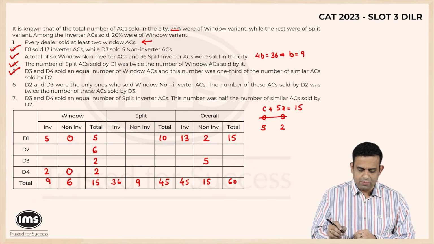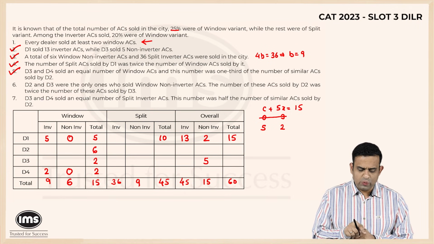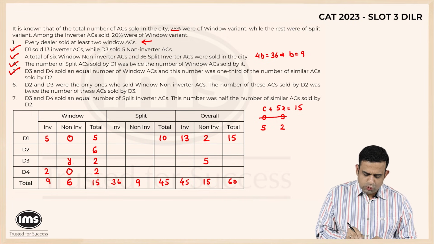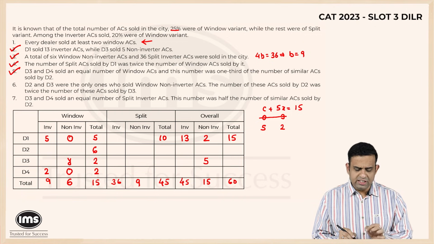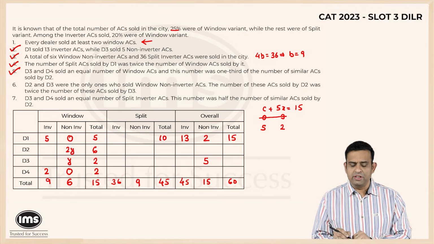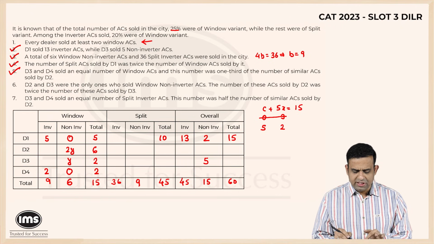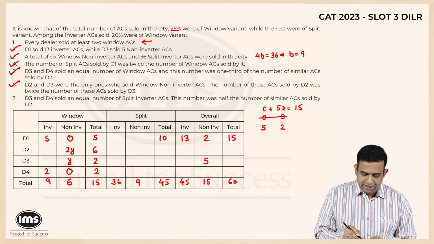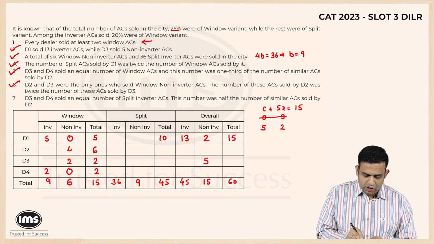So if I look now at the persons D2 and D3, it is saying that the number of this AC sold by D2 was twice the number of this AC sold by D3. So suppose D3 has sold Y number of window non-inverter AC, in that particular case the person D2 is going to sell, one can say, nothing but 2Y number of window non-inverter AC. And from this one can say 2Y plus Y will be giving you 3Y equal to 6, where Y will become equal to 2. So using point number 6, we are able to find out the value of Y as 2. So the term 2Y will become equal to 4.